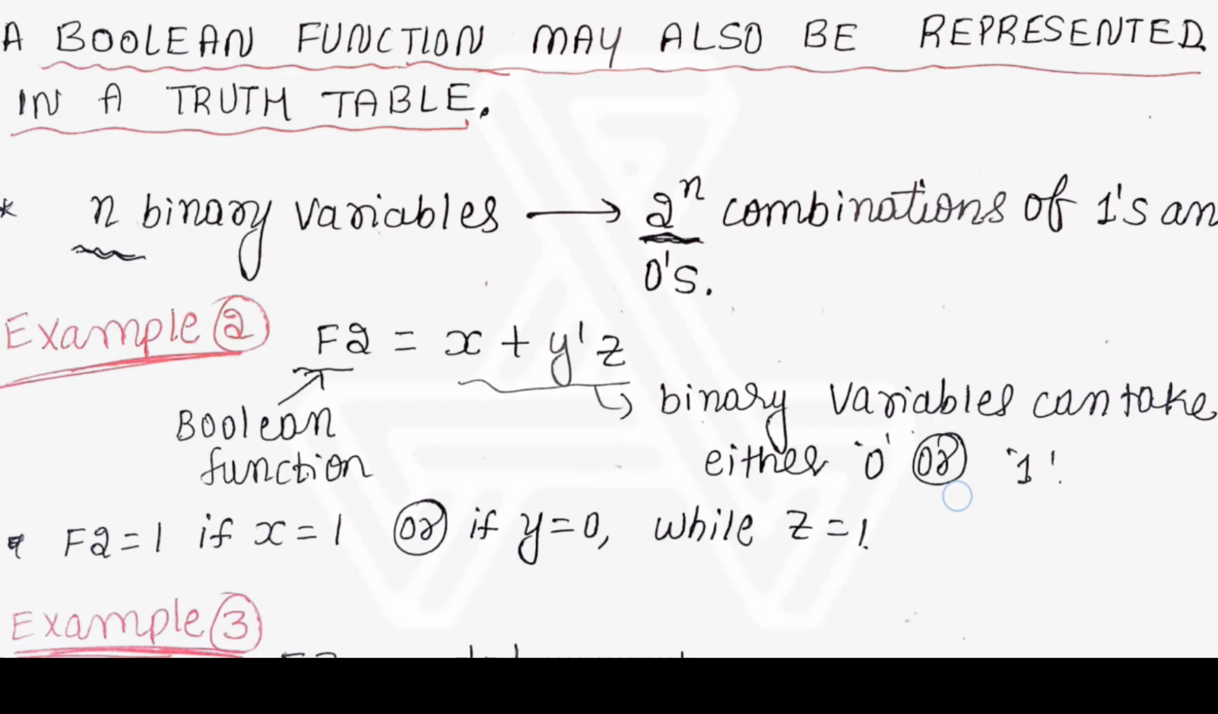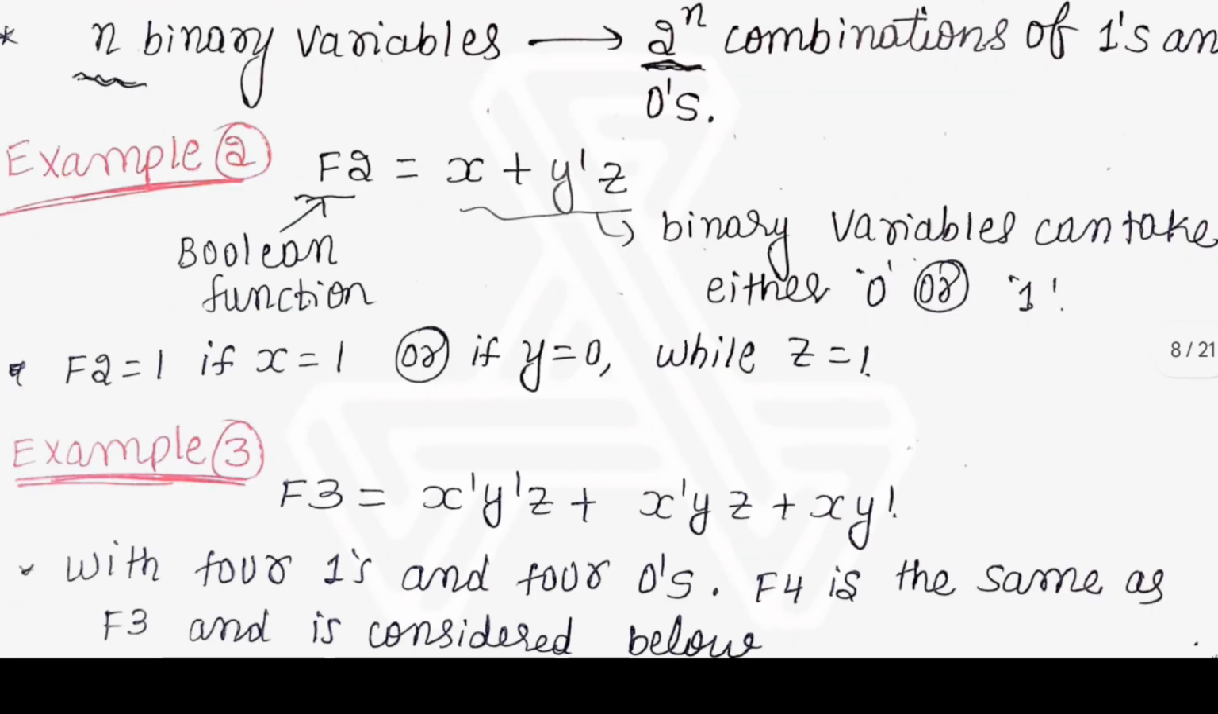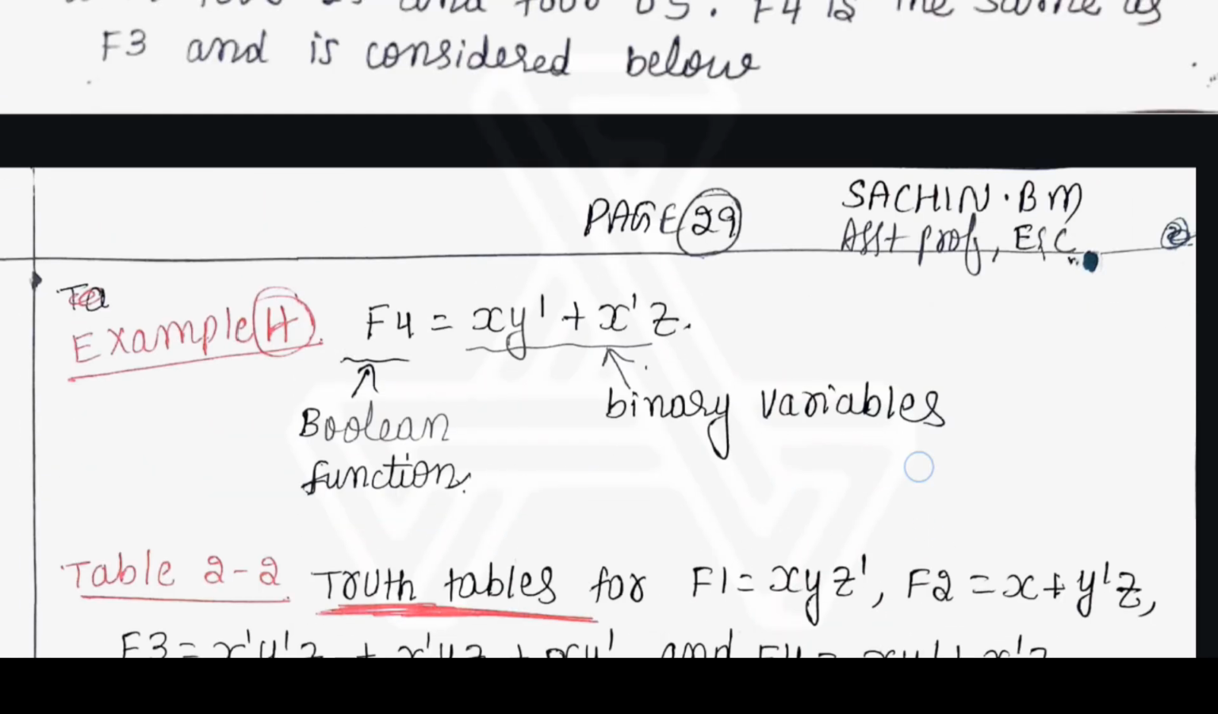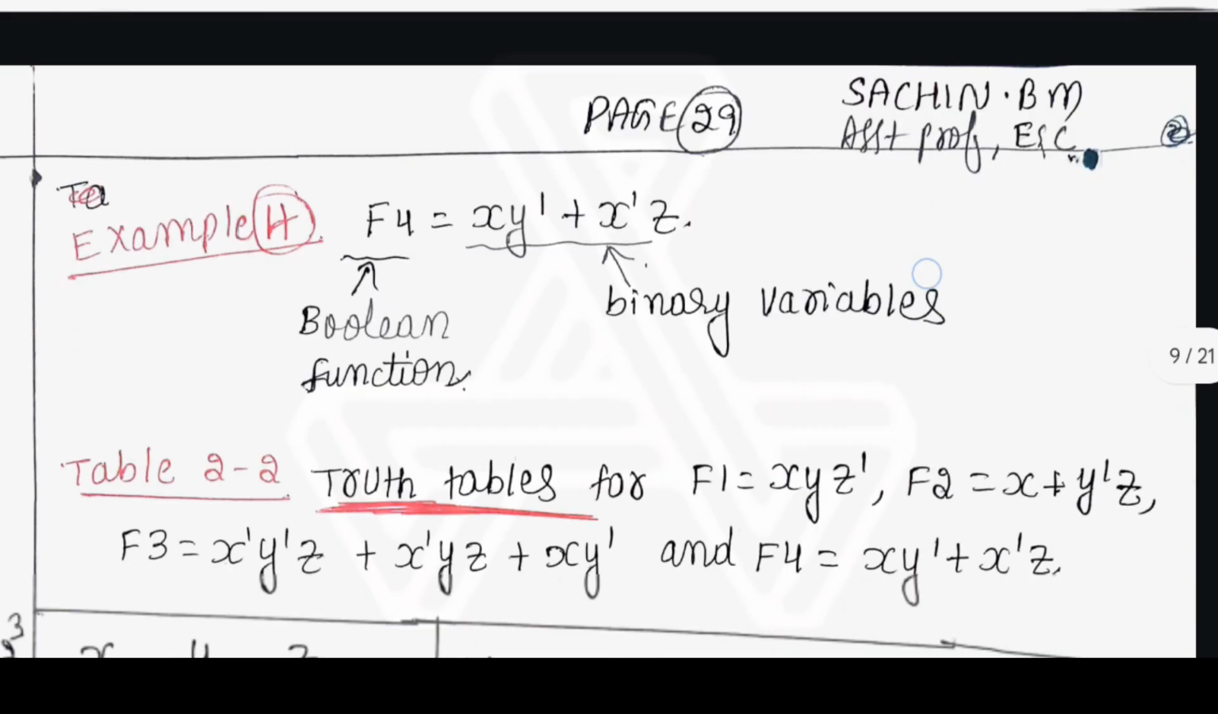So we can see here f1 is x y z dash, f2 is x plus y dash z. And then we can also see this as x dash y dash z dash. f2 is equal to 1 if x is equal to 1, or if y is equal to 0 and z is equal to 1. f3 is x dash y dash z plus x dash y z. This is the same for f3 and is considered below. The truth table can be considered for this.